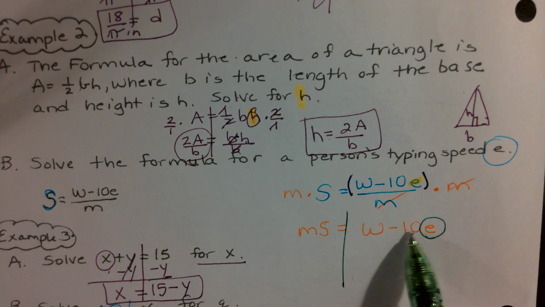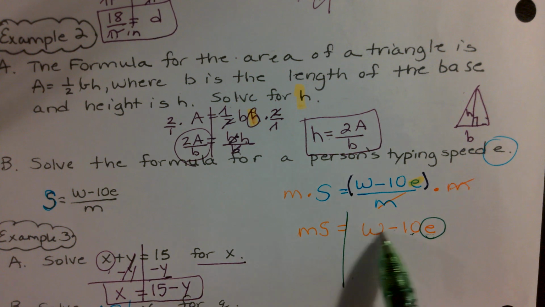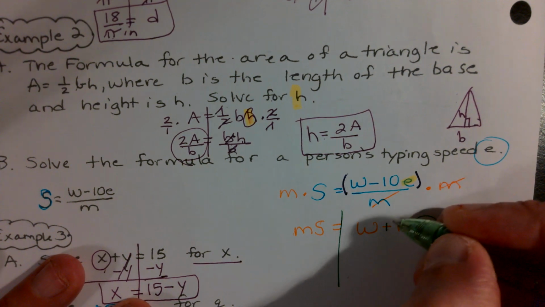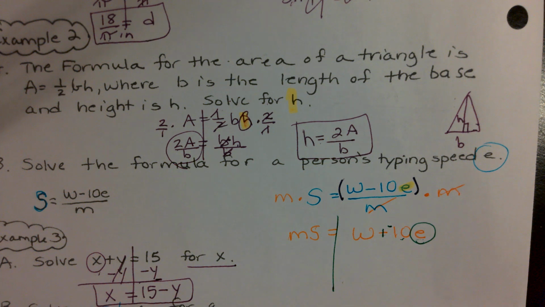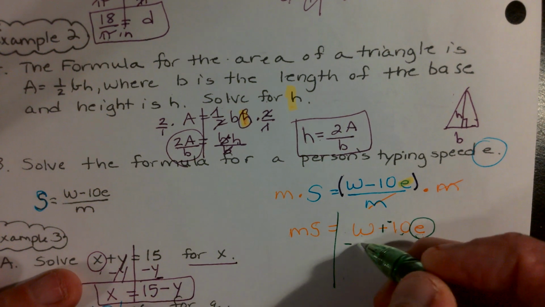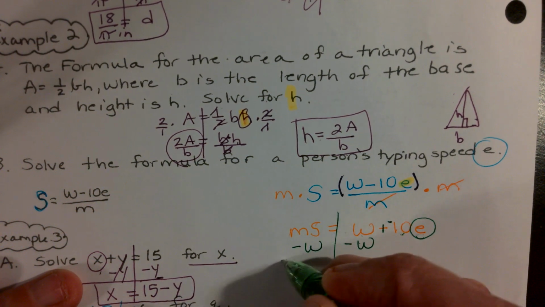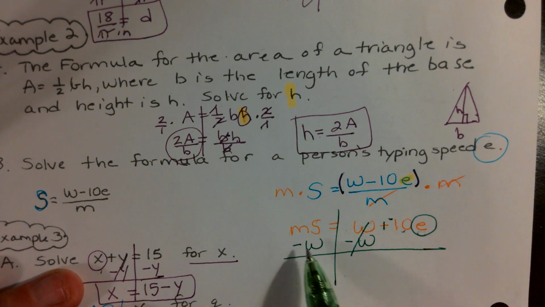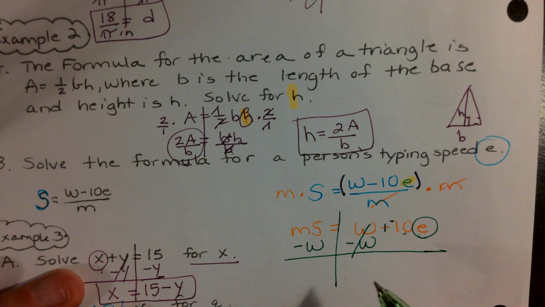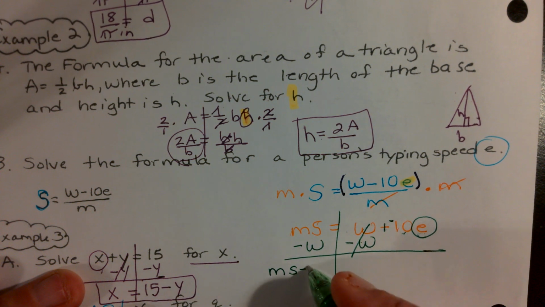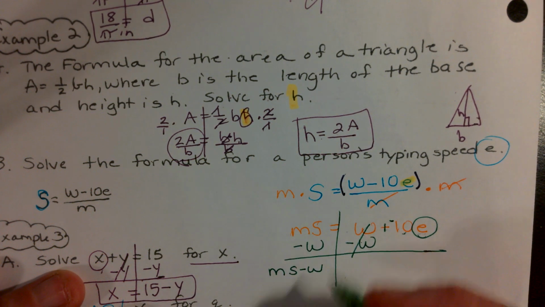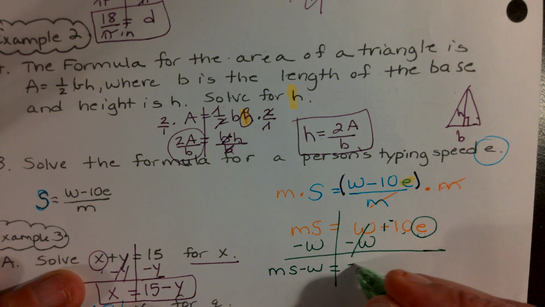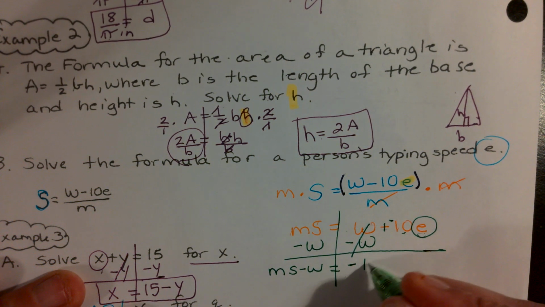We have a multiplication here, and we have an addition. What's before the W? Nothing. So that means the W is positive. So I'm going to subtract a W. W's cancel. Again, I can't put that together because they're all different variables. So I just have to write it like that. MS minus W equals a negative, don't forget your negative, 10E.